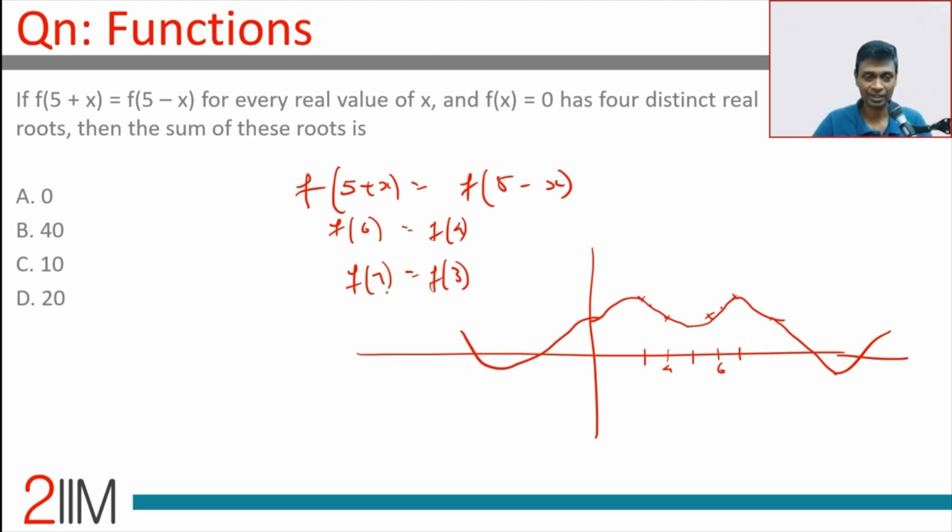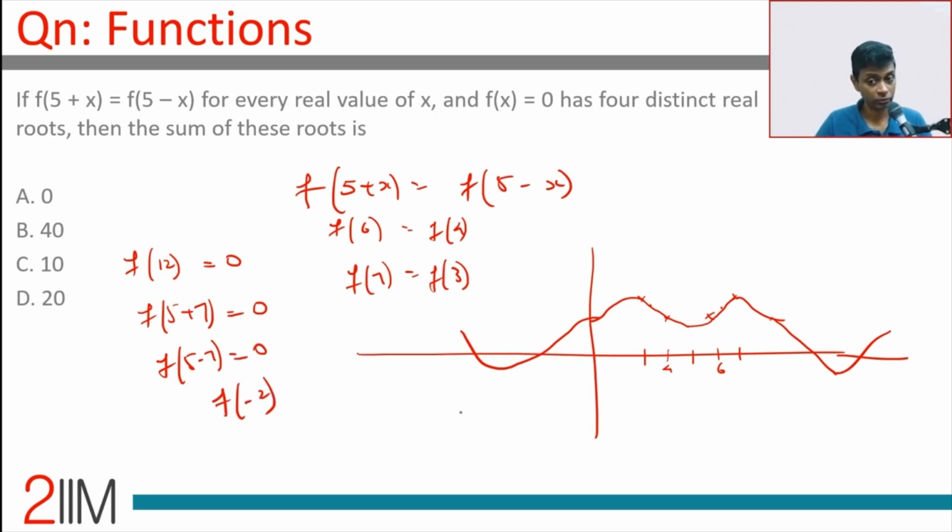There are 4 roots. Think about it. If f of 12 were 0, assume that 12 is a root. That means f of 5 plus 7 is a root. That means f of 5 minus 7 should also be a root. f of minus 2 should be a root. From 5, if you move some number of units to get a root, you should move the same number of units this side to get another root. Now we are on to something. So navigating from 5, this side if there is a root, that side there is a root.